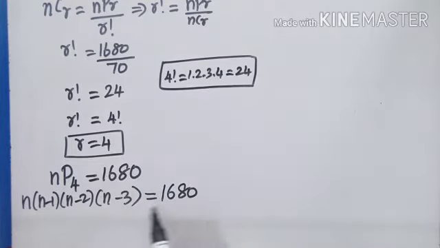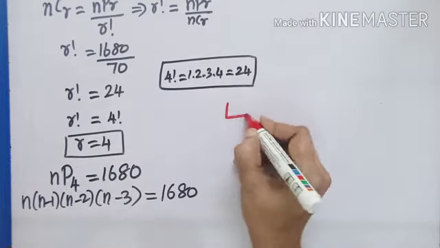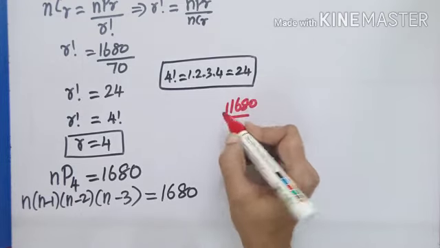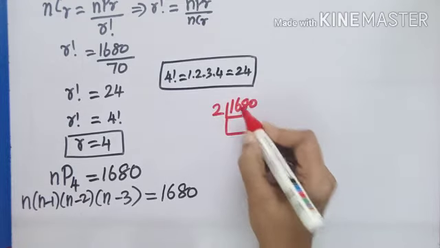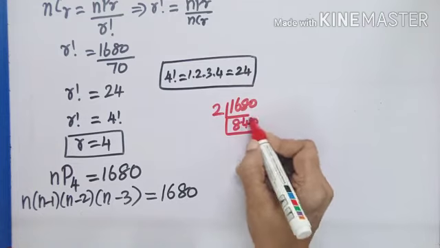When I read a problem like this, factorizing or multiplying will be very difficult. So you go with an easy method. Take this number 1680, keep on dividing. First I put 2. My answer is 840.